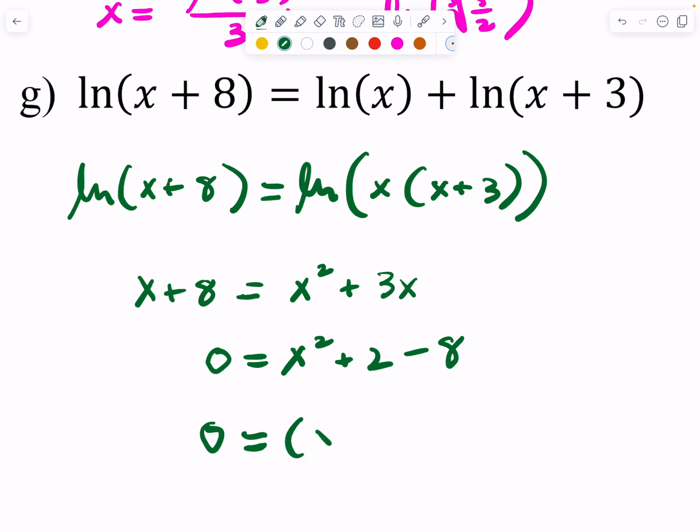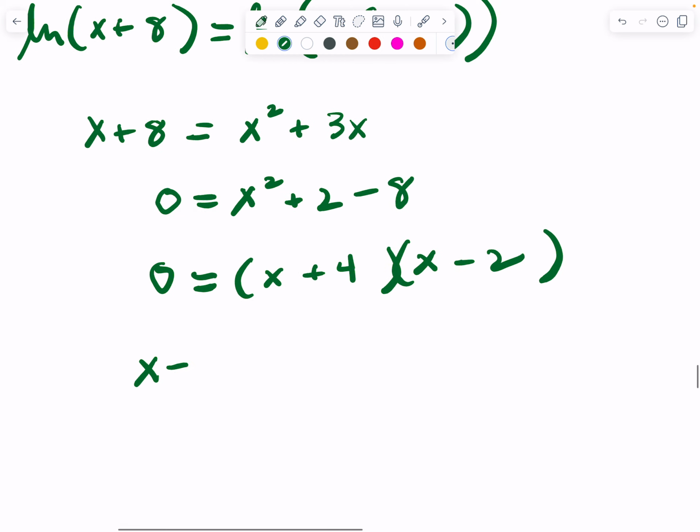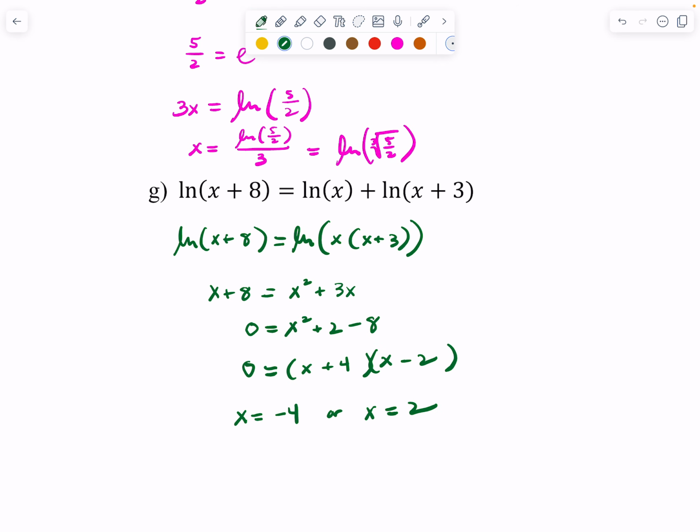Okay, thinking, does this factor? I believe it does. What would that be? Plus 4, minus 2. So we would get x equals -4 or x equals +2. And then just doing a mental check in the original equation, I see right away -4 is not going to work, because if we plug in -4 into ln of x, that ends up being the natural log of a negative value. That doesn't work. This is extraneous.